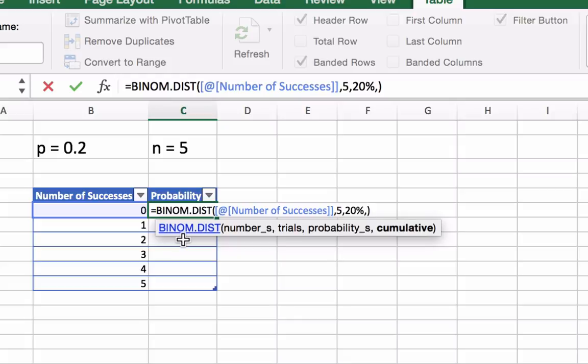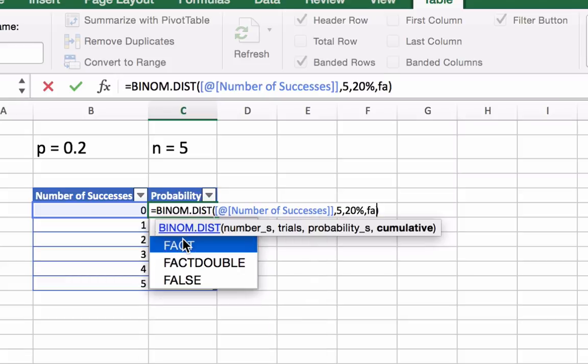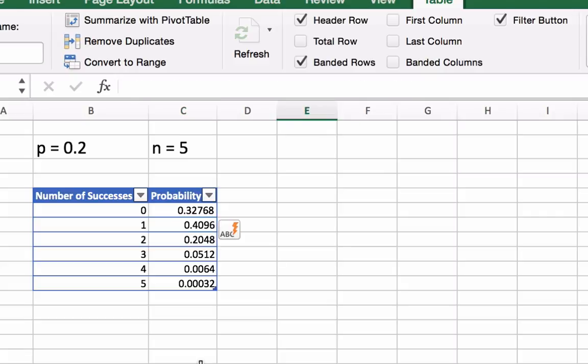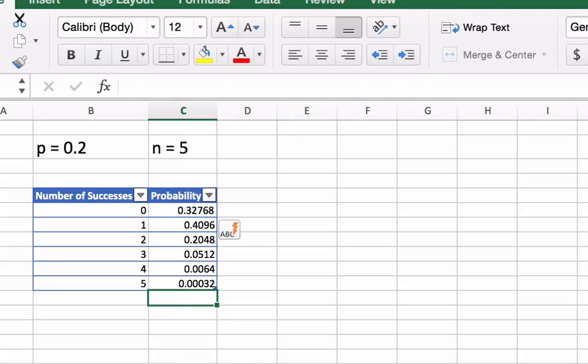And last is cumulative. Now, cumulative means that it adds up all, gives you a running total of the percentage or the probability of that. So in this case, I want to know what the probability of 0 successes is, 1, and so forth. So I put in false. And it returns this solution.